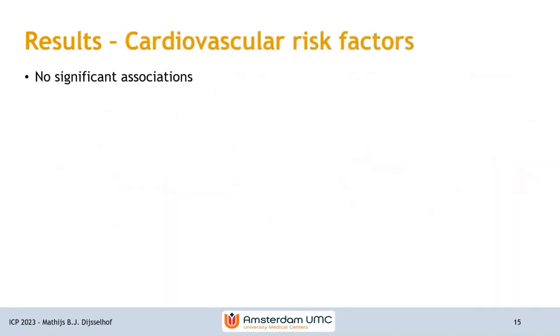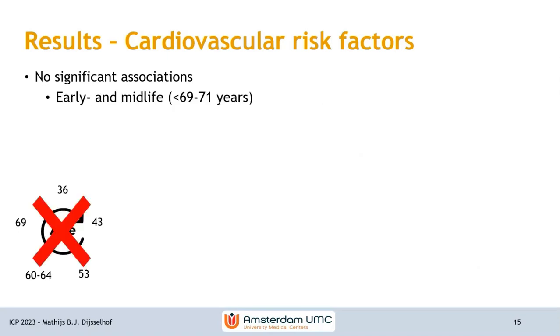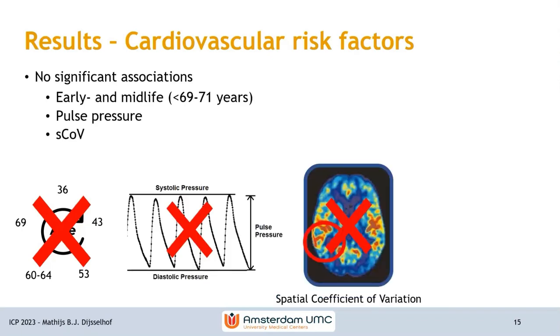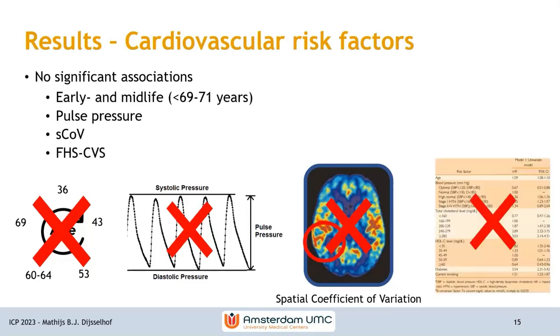So to conclude some of the other results that I haven't shown, we didn't find any significant associations between the early and the midlife cardiovascular risk factors. We didn't find any associations with pulse pressure, no associations between the cardiovascular risk factors and spatial coefficient of variation, and also no relationships with the Framingham risk score.